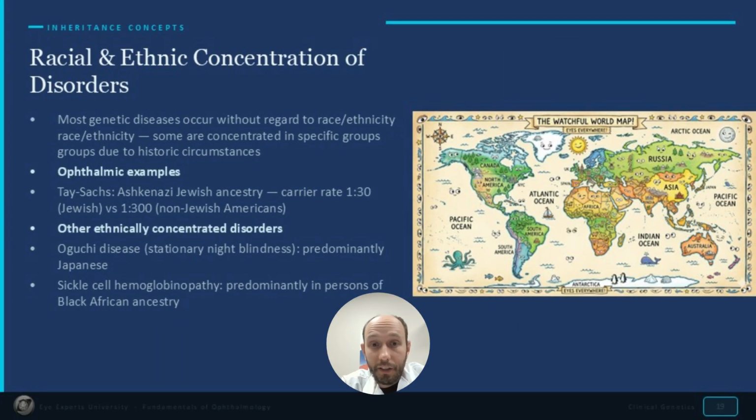Now, most genetic diseases occur without regard for race or ethnicity. But some do tend to be concentrated in specific groups due to historic circumstances. We have Tay-Sachs, which is more common in Ashkenazi Jewish ancestry, with a much higher rate of 1 in 30 versus 1 in 300 in non-Jewish Americans, just due to population concentrations in the past. And we have Gaucher disease, which is predominantly in the Japanese population, and sickle cell in Black African ancestry.